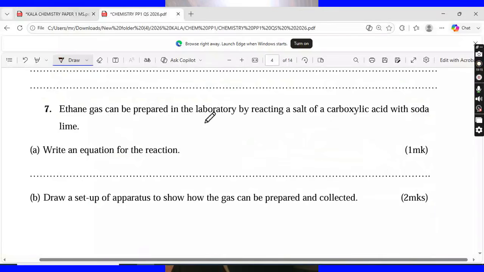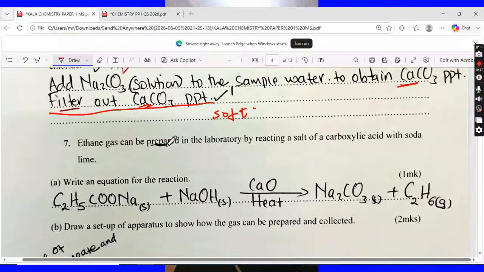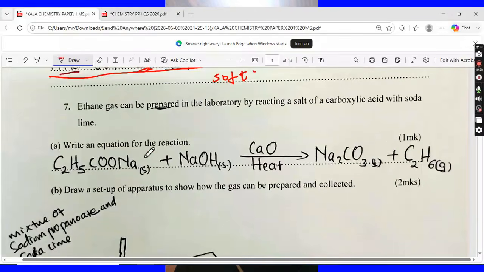Ethane gas can be prepared in the laboratory by reacting a salt of a carboxylic acid with soda lime. Write an equation for the reaction. You need to remember how ethane is prepared in the lab, the reagent used. So we use sodium hydroxide and calcium oxide. This is the soda lime we are talking about.